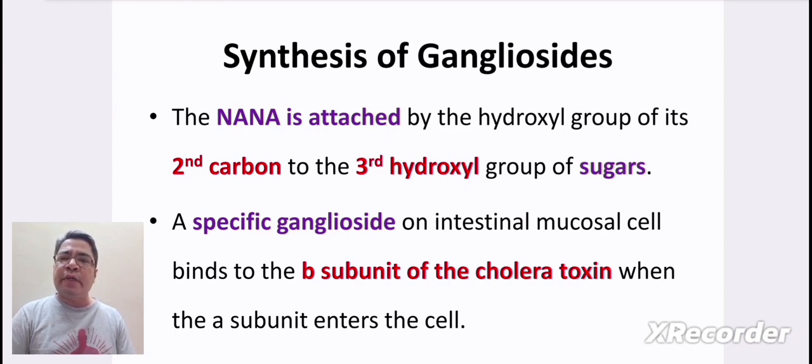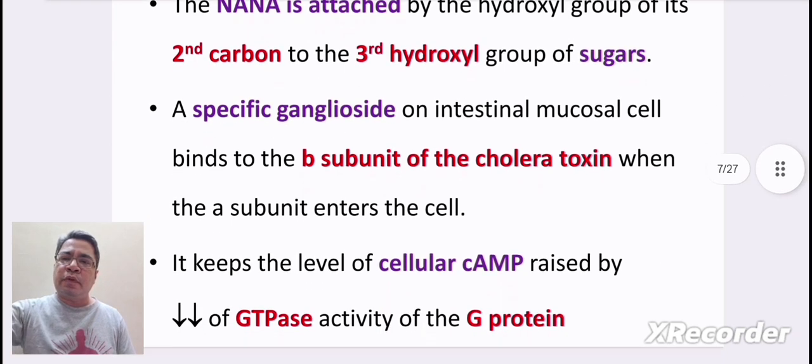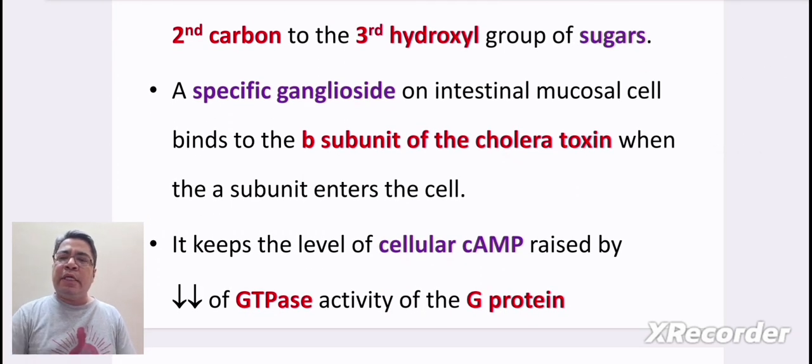The specific ganglioside on intestinal mucosal cells binds to the B subunit of the cholera toxin when the A subunit enters the cell. It keeps the level of cellular cAMP raised by decreasing GTPase activity of the G protein.